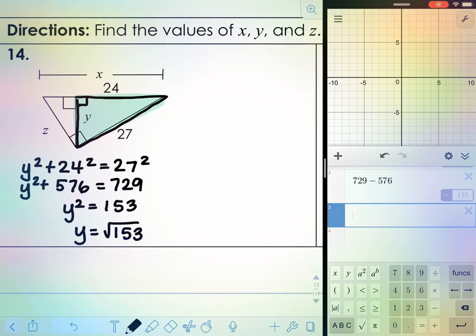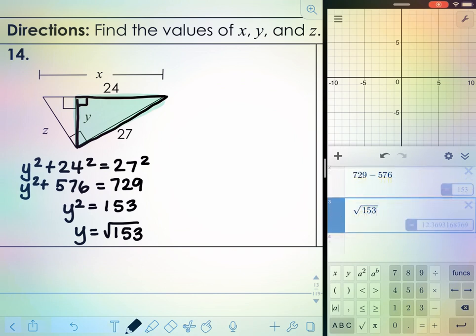Just for reference, the square root of 153 is about 12.37. You want to be careful with rounding and then having to plug that back into the problem to solve for another variable, because it can make your answer a little bit off. So we found y. We're going to use that to find x and z. So instead of y, I'm going to use square root of 153.